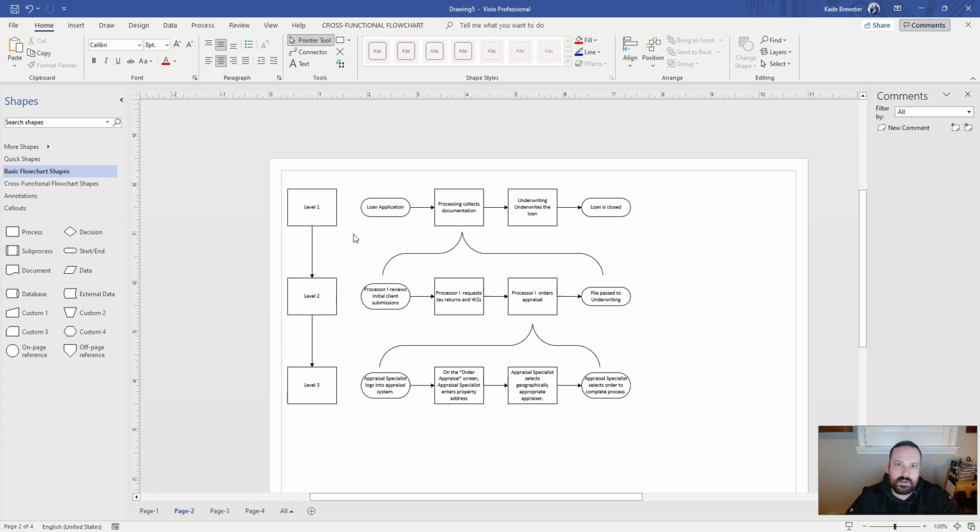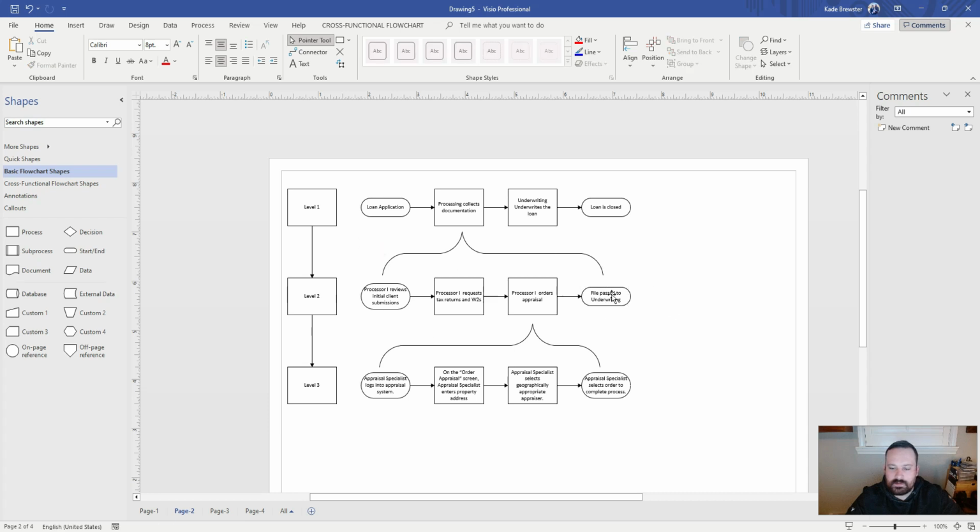Now, what you'll notice as you progress down through the levels of process maps is that the next level, level 2 in this instance, generally is a more granular look at a single step contained in the level above it. And so in this case, I focused on processing collects the documentation and expanded that. And our level 2 process is processor 1 reviews initial client submissions, processor 1 requests tax returns and W-2s, processor 1 orders appraisal, and then the file is passed to underwriting.